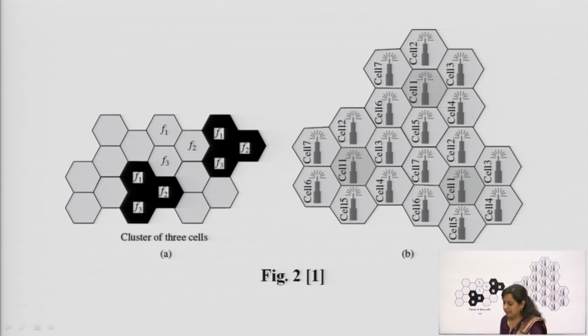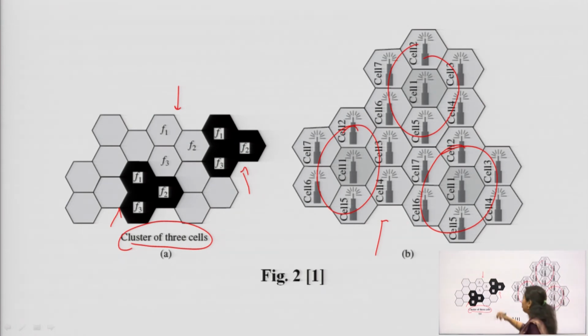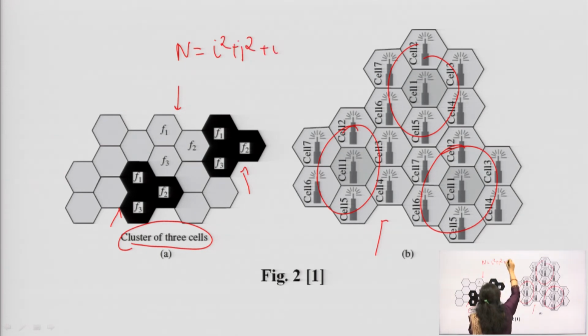So, this is figure 2, which is showing a cluster of 3 cells, like these are the 3 cells which are connected together. This is a cluster of 3 cells again, this is a cluster of 3 cells again. So, this is how you have to divide the cells into different clusters. Secondly, you can divide the cells into 7 cell clusters also, like this is a 7 cell cluster, this is a 7 cell cluster and this is a 7 cell cluster, where 7 cells are interconnected together, and you have to decide which cell has to use the same set of frequencies depending on the formula, which is written as N is equal to i square plus j square plus i j.